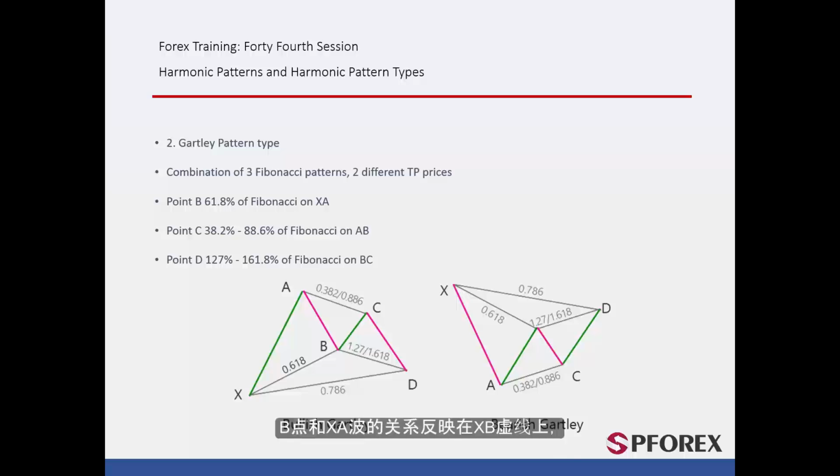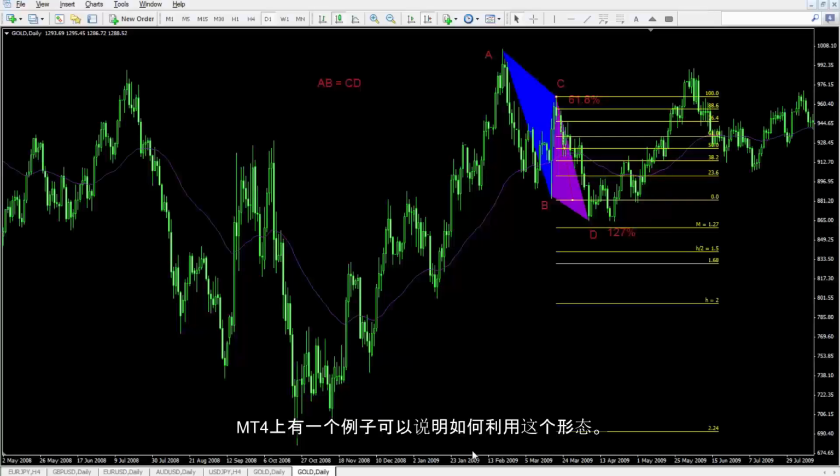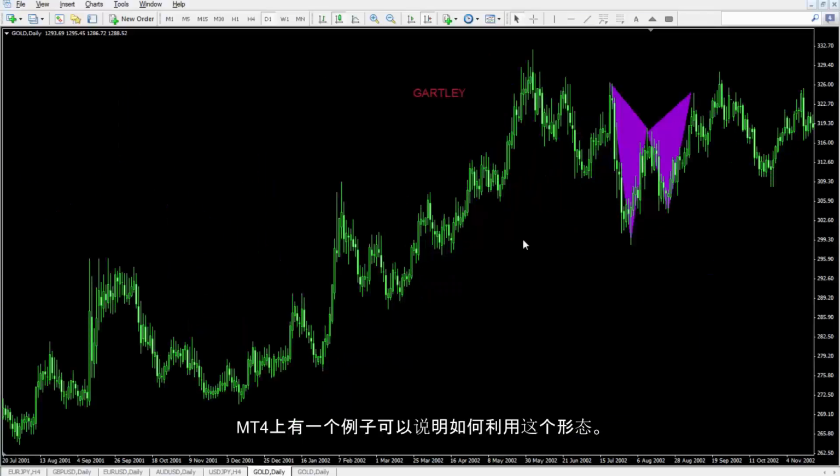The relation between the point B and the XA swing is shown on the dashed line XB. Also, the relation between C and the AB line is indicated by the dashed line AC. Finally, the relations between D and BC, and D and XA, are specified by the dashed lines BD and XD respectively. An example on the MetaTrader 4 platform would clarify how to exploit this pattern.